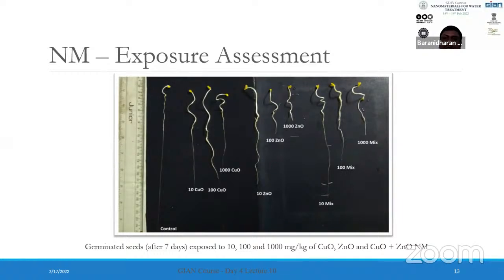So before doing a big study, rather than exposing these nanoparticles to the sludge or as a liquid media, the seeds were germinated and then exposed to the nanoparticles. Control is without exposure, 10 is the concentration of copper oxide, 100 is again a concentration, and 1000 is a concentration. If you compare them, it means that these nanoparticles at a higher concentration stop the growth of the particular seed we took into consideration. This comes into the picture of uptake of these nanoparticles; unless uptake happens, the reduction of growth of that seed will not happen.